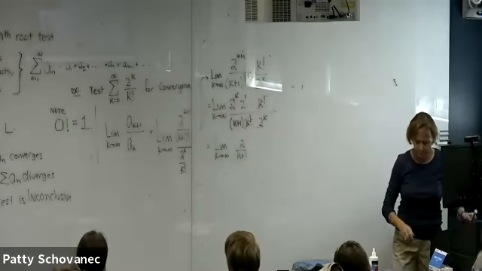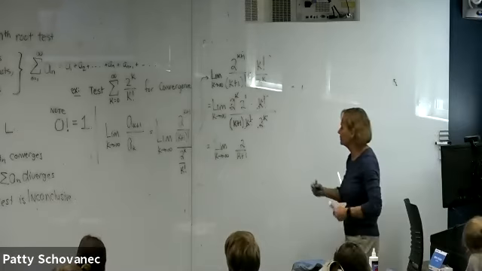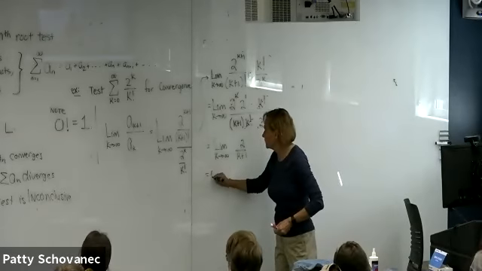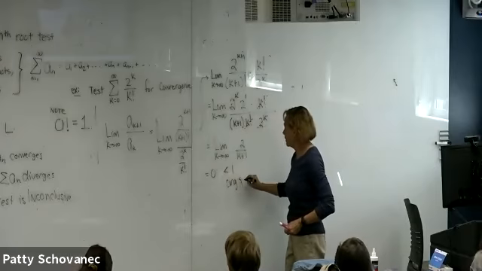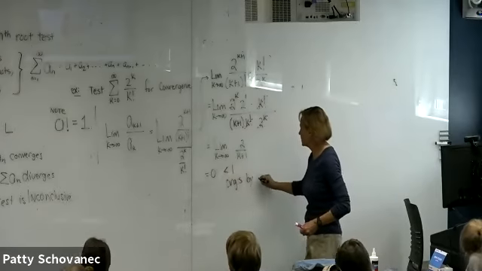What do you think? 0. The limit is 0. The limit is smaller than 1, so it converges. And all of this is the ratio test.